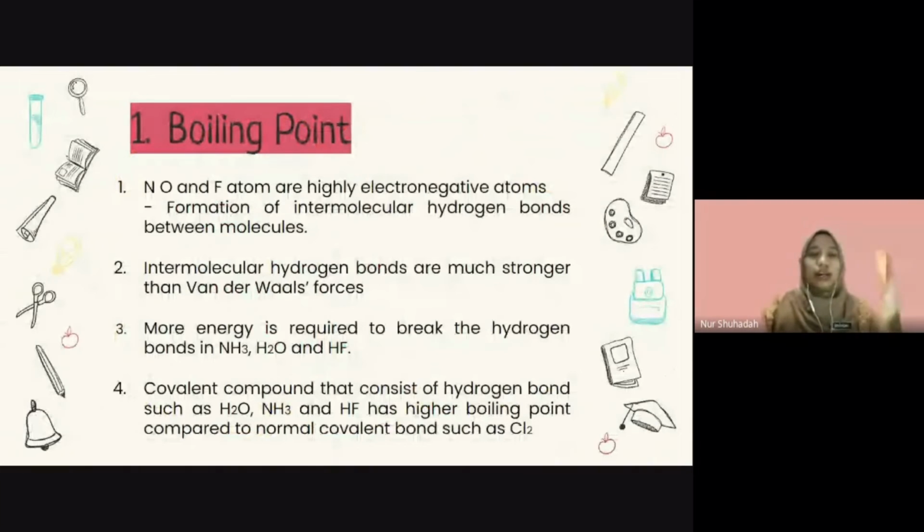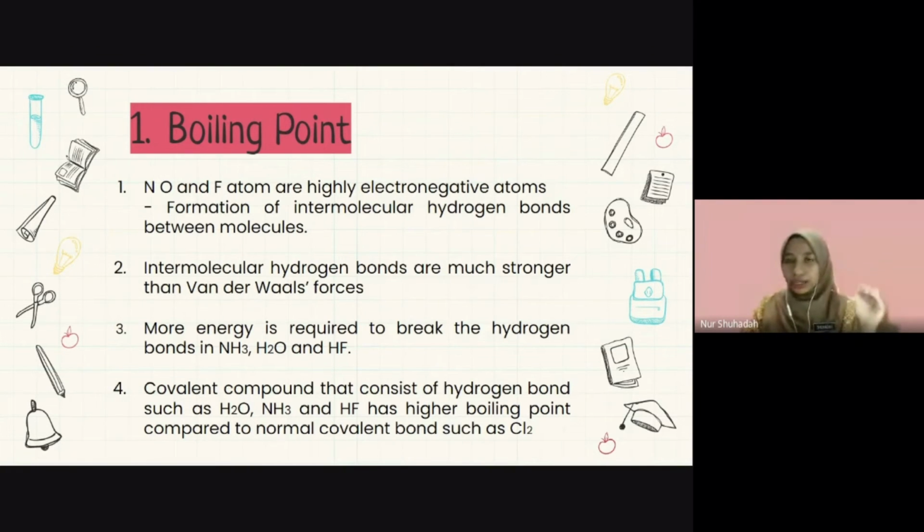A nitrogen atom, oxygen atom and fluorine atom are highly electronegative atoms. So, there is formation of intermolecular hydrogen bonds between the molecules. Intermolecular hydrogen bonds are much stronger than van der Waals forces. So, the stronger the hydrogen bond, the more energy is required to break the hydrogen bonds in ammonia, water and hydrogen fluoride molecules. So covalent compounds that consist of hydrogen bonds, such as water molecules, ammonia molecules and hydrogen fluoride molecules, have a high boiling point compared to normal covalent compounds such as chlorine.